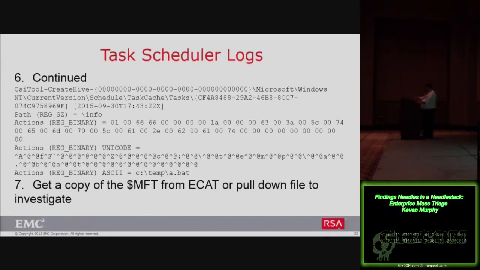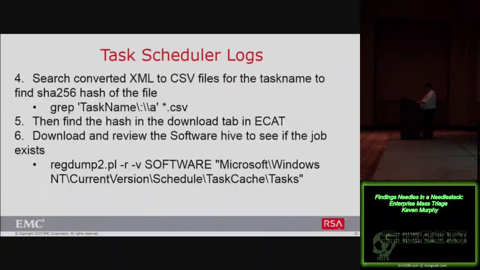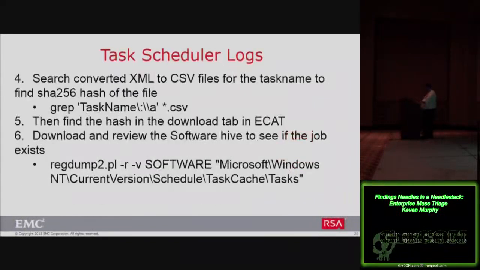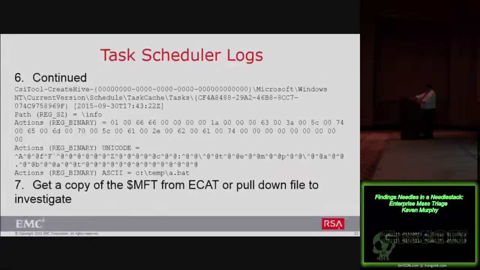But what pointed me to this was my search here through the scheduler log. See the task name /info? And then here where it says path is /info. So this is an additional step in identifying this badness. Probably what my next step after this is going to be is to get a copy of MFT, pull it down, and start investigating the box.